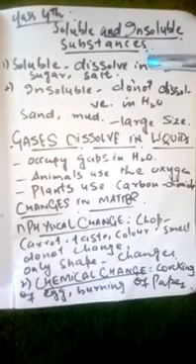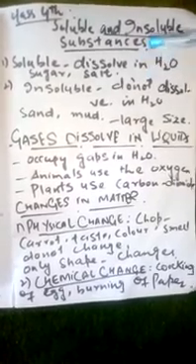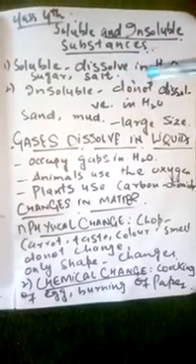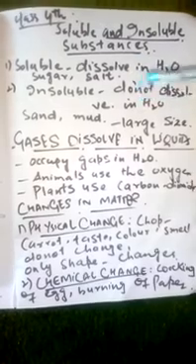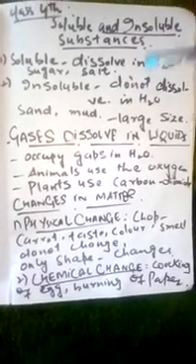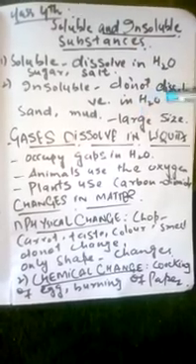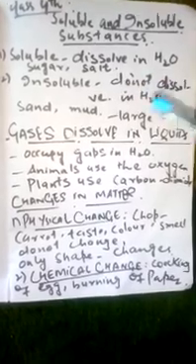But if you dissolve sugar in a mug of water, after stirring that, you cannot differentiate between the solute and the solvent. So that is called soluble and insoluble substances. Soluble substances dissolve completely in water and form a solution, and insoluble substances do not dissolve completely in water and they do not form a solution.